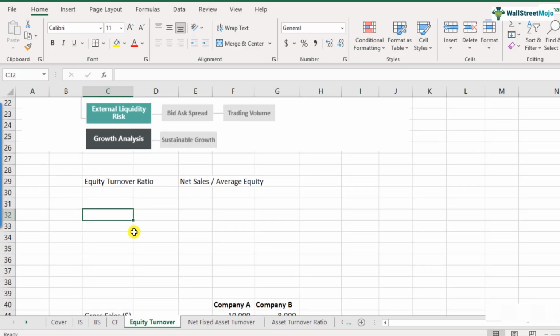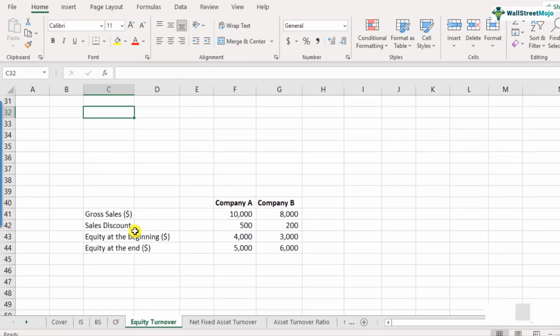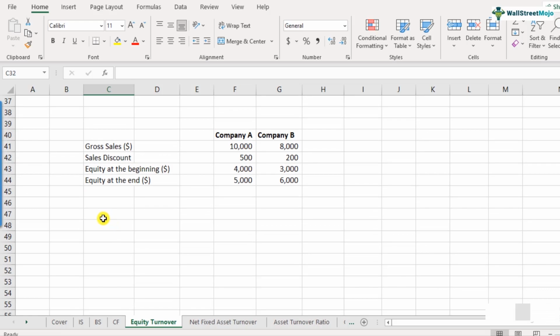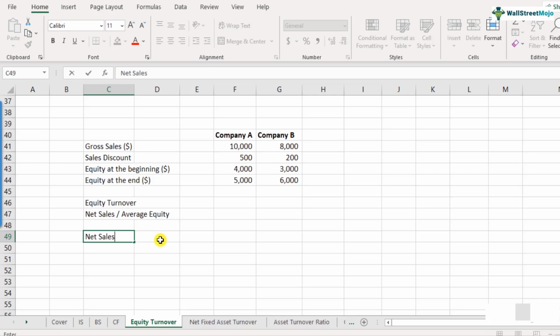Now, let's look at a quick calculation of this equity turnover ratio with the help of an example. So here is the data that we have. There are two companies, company A and company B, and we have been provided with some data like the gross sales numbers and the sales discount and the equity at the end of the year and the beginning of the year. All right, so let's find out the equity turnover ratio. The equity turnover ratio is net sales divided by your average equity, right? So the first step will be to find out the net sales number.